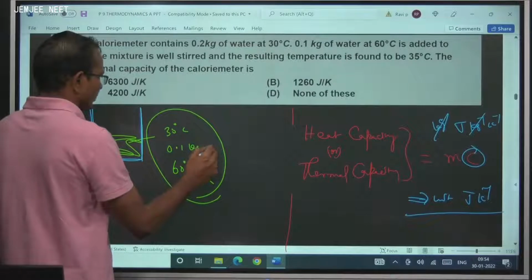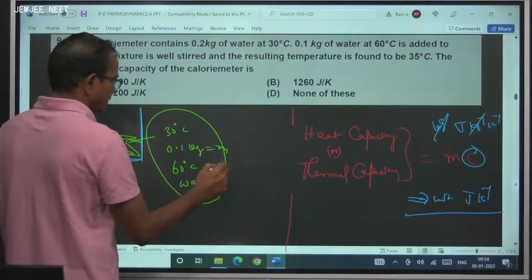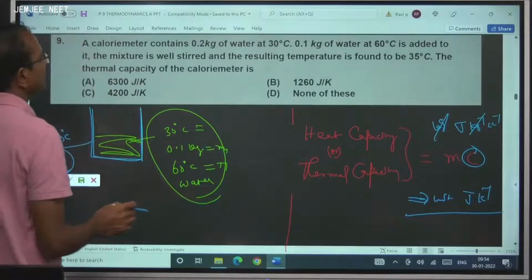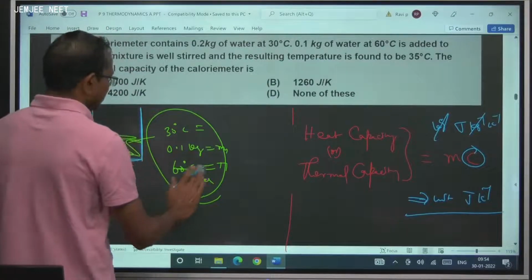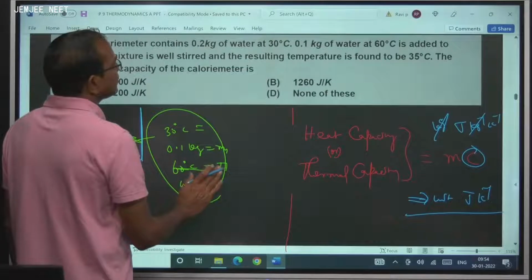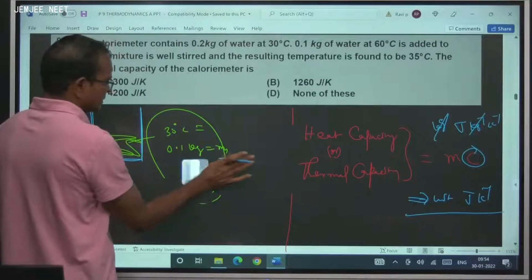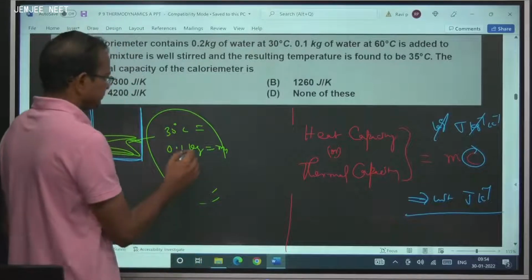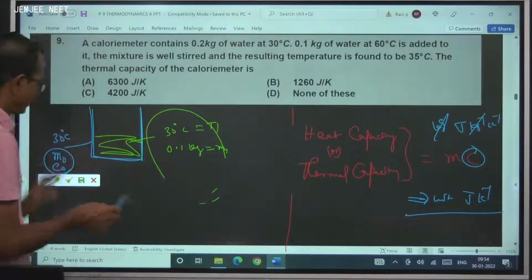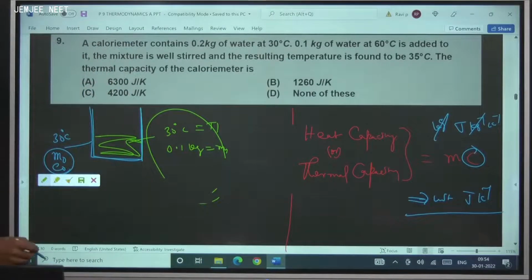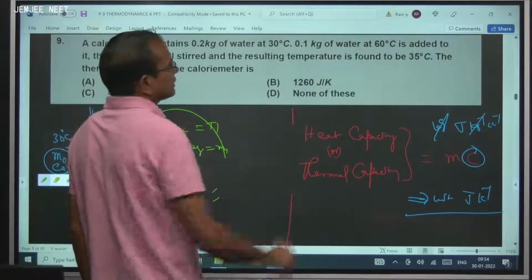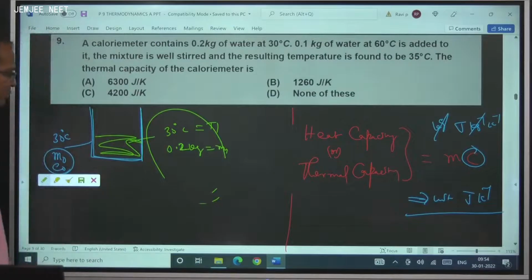So M1, T1, sorry, I made a mistake. Yes, 30 degrees Celsius. Okay, 0.1 kg water. So this is T1. Sir, 0.2 kg, sir. Why 0.2? Yes, I read it from this side. Okay, 0.2 kg, correct.